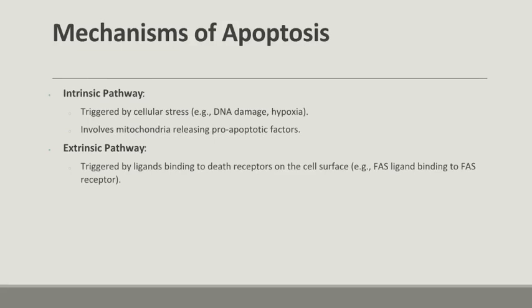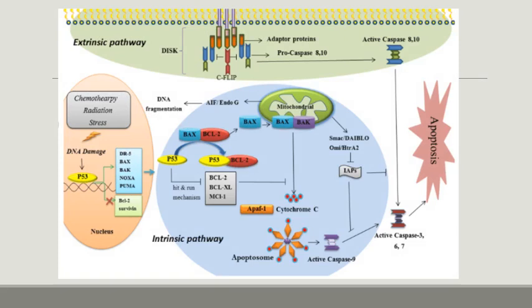Mechanisms of apoptosis. Intrinsic pathway. This pathway is activated by cellular stress such as DNA damage or hypoxia. Mitochondria release pro-apoptotic factors, which initiate apoptosis. Extrinsic pathway, triggered by external signals, typically from death ligands, e.g., Fas ligand, binding to receptors like Fas on the cell surface. Apoptosis is executed via two central apoptotic pathways, the extrinsic and the intrinsic pathways.